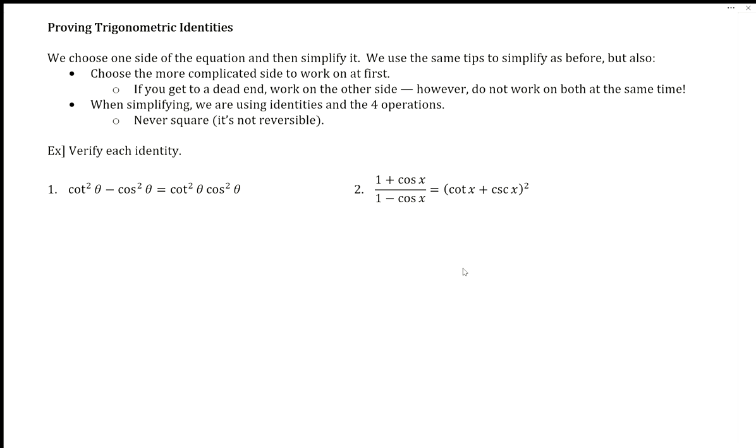Okay, so for this first one, to verify this identity, we're going to choose the left-hand side. LHS is left-hand side. And then all we do is just write the left-hand side, rewrite it all by itself. And now it's a simplified problem, so we're going to try to simplify this as far as possible.